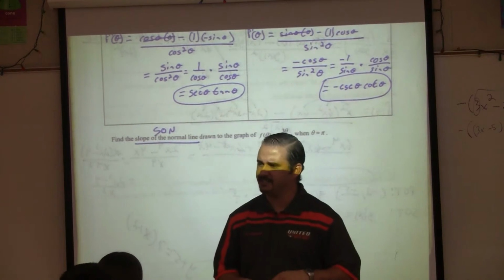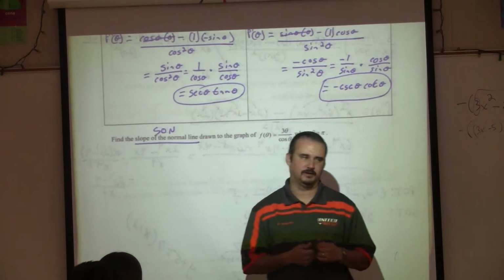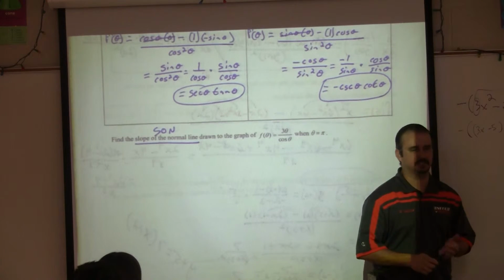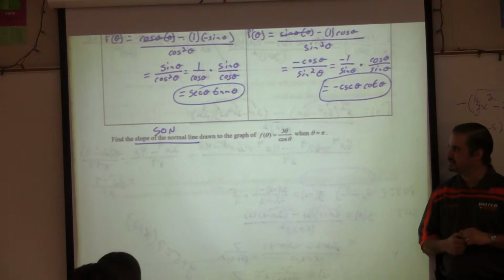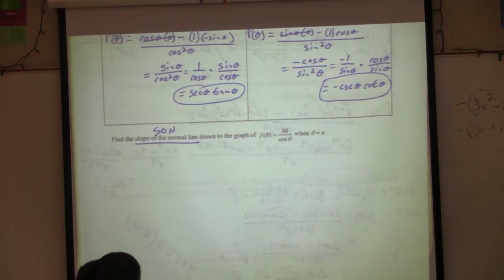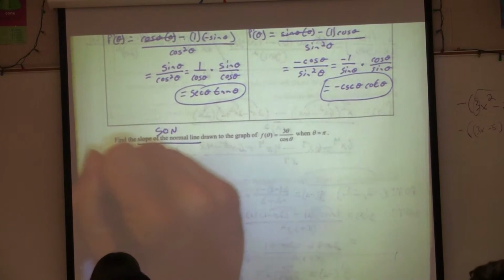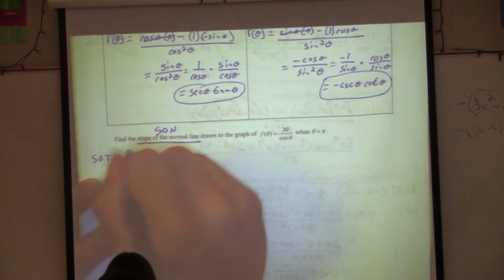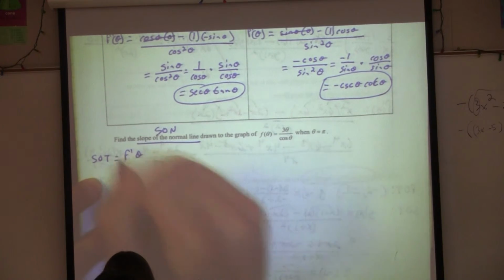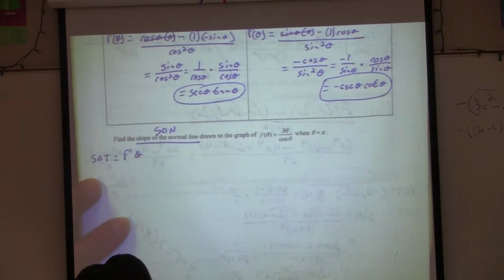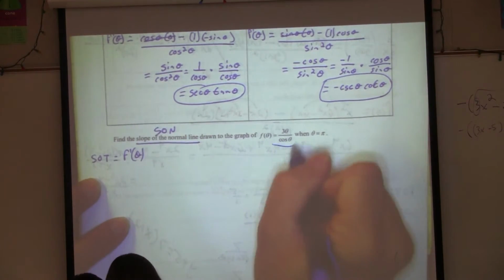Do I need the equation of the tangent line? No. I just need the slope of the tangent line. And what gives me the slope of the tangent line? The derivative, right? So we need to find the slope of the tangent line. In order to find that, I first need my derivative. Right? And to get my derivative of this function, what do I need to use?